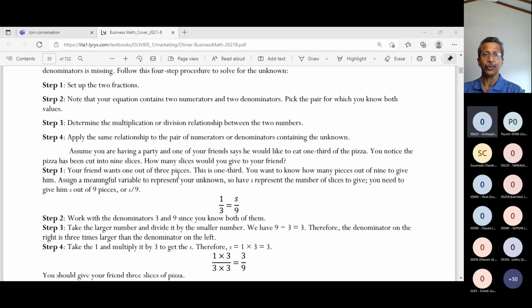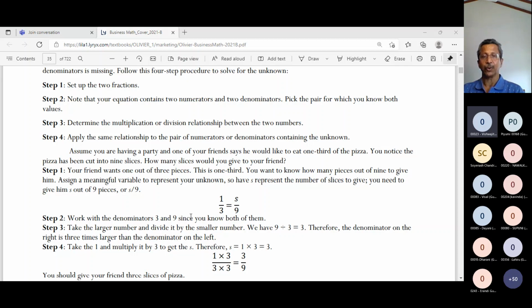Now your friend has come to your place, right? And he wants 1 out of 3 pieces of a pizza, right? That is 1/3. When you get the pizza, it has 9 pieces, right? So what is 1/3 of that is what we are going to calculate. Okay. So assign a meaningful variable to represent it. So here we put S. 1/3 is equal to S divided by 9, because we want to find how many pieces we have to give to our friend. Okay.